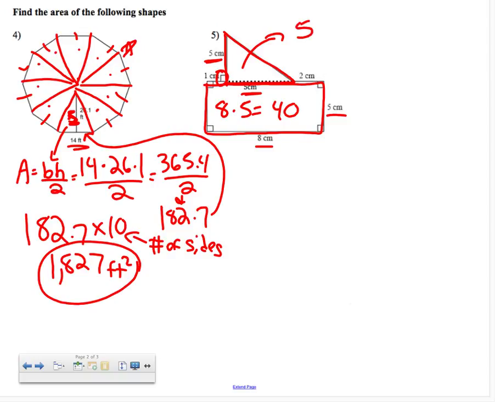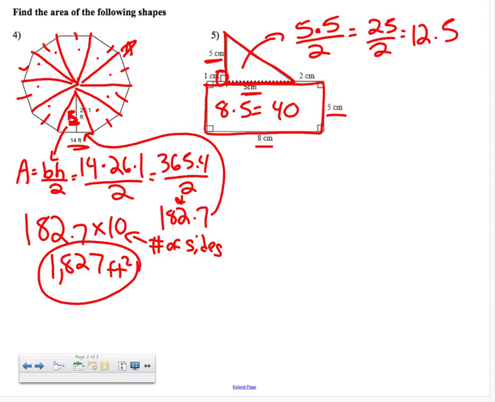So I would do base times height divided by 2. Again, that dot there is a multiplication, not a decimal point. So it's going to be 25 divided by 2, which is going to give you 12.5. So that's the area of the triangle part.